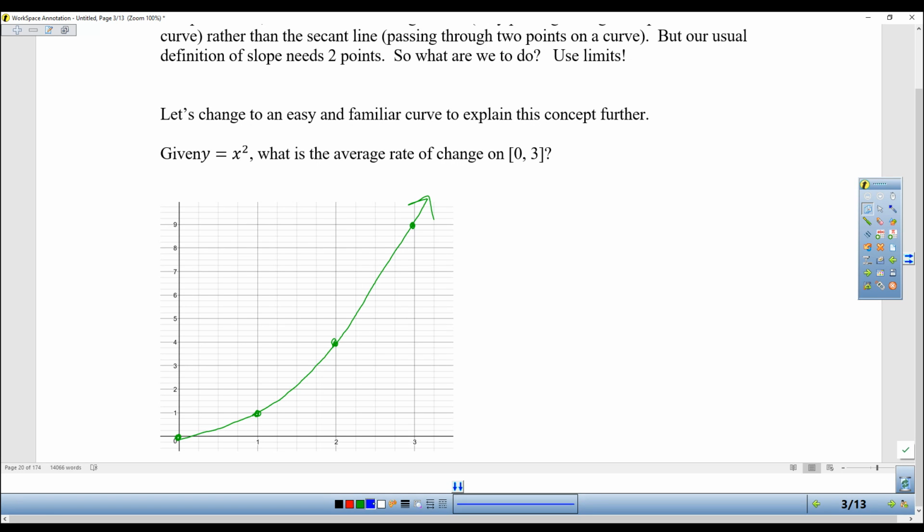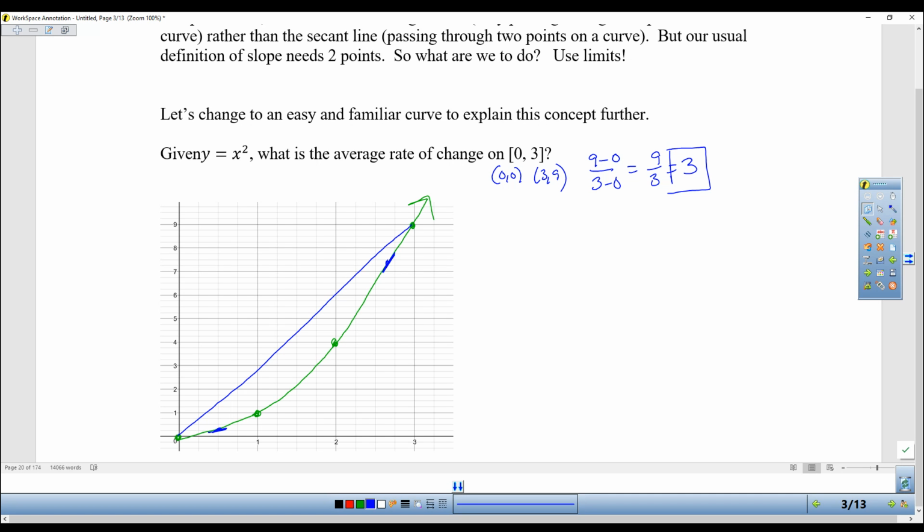So what is the average rate of change from 0 to 3? That's easy to find. Remember, you have to have both points, 0, 0 and 3, 9. 9 minus 0 over 3 minus 0, 9 over 3 is equal to 3. That's the average rate of change. But you can see it is steeper here. So this slope right at that point is greater than 3. But this slope right here is less than 3.